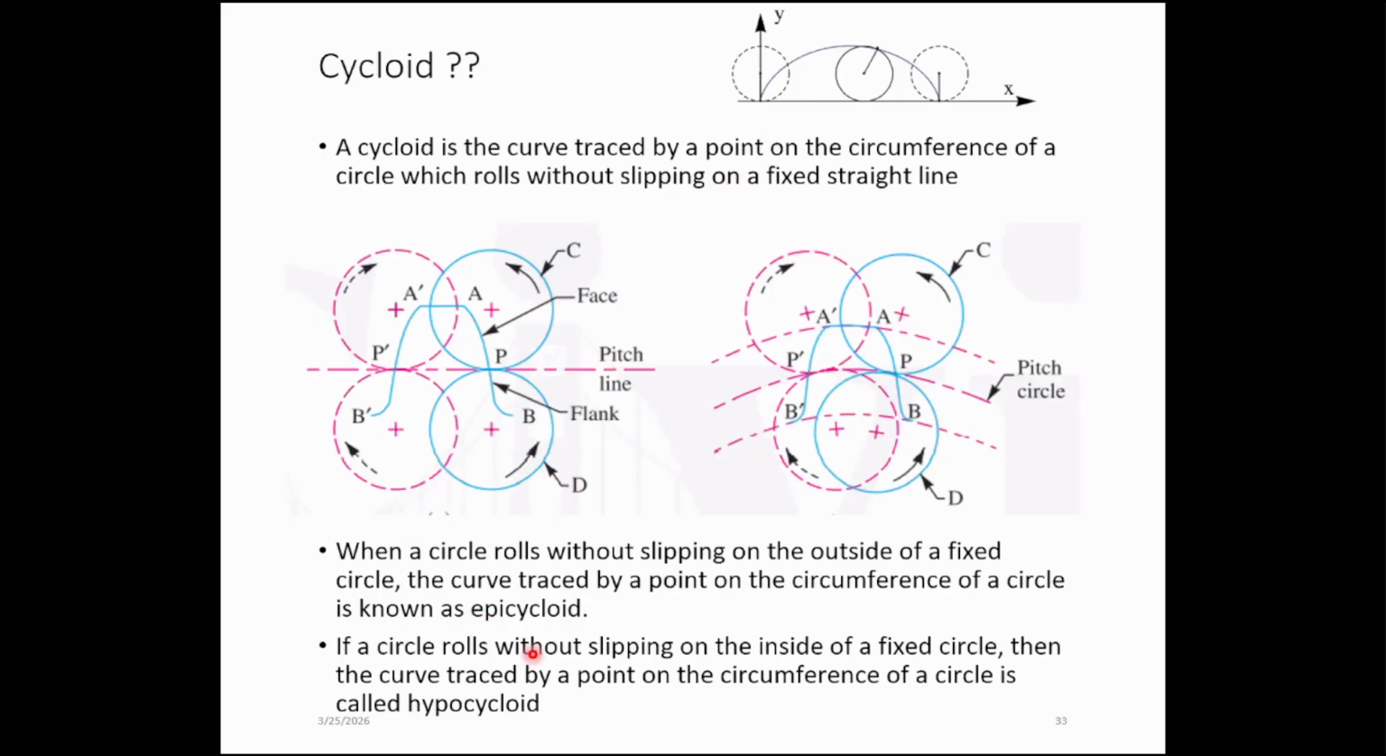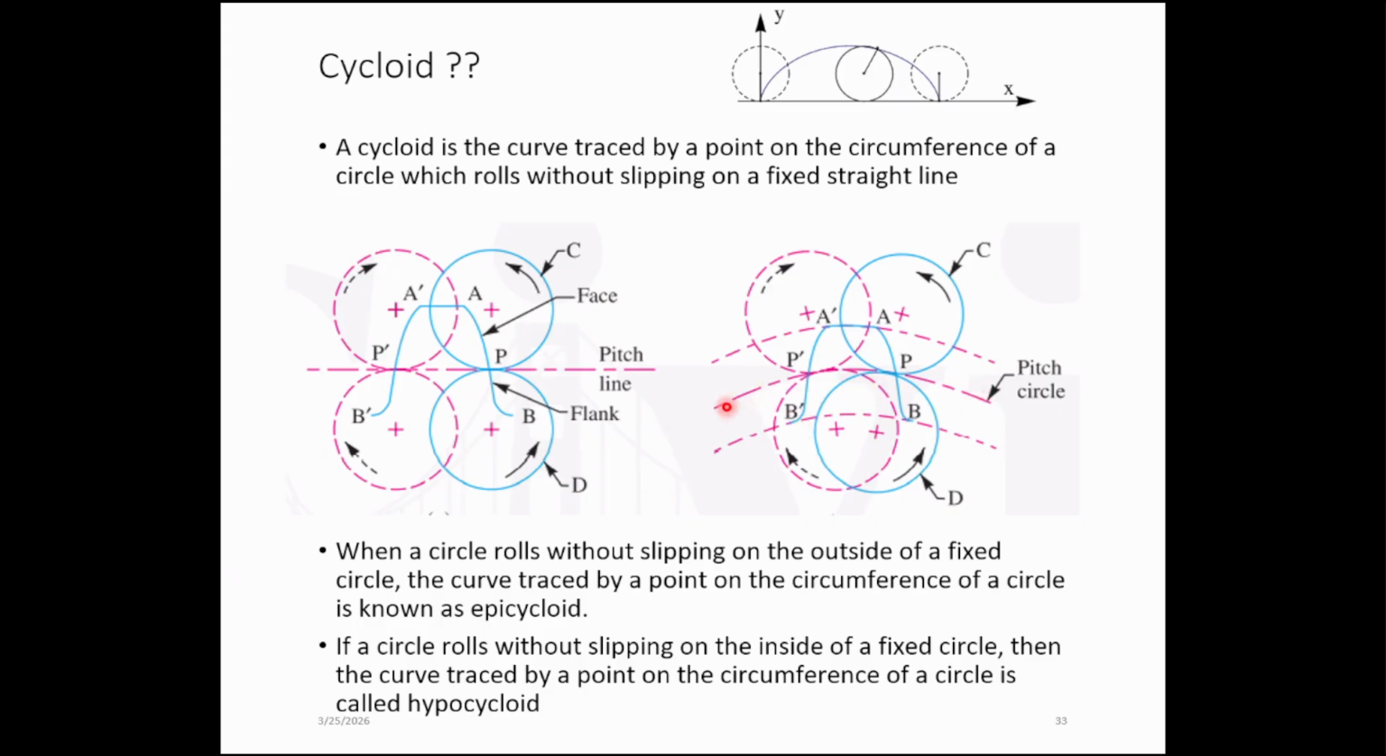If we roll the circle on the inside of a fixed circle, it is called a hypocycloid. So then it is called hypocycloid. Right? This cycloidal gear profile is created using both the epicycloid shape and the hypocycloid shape.